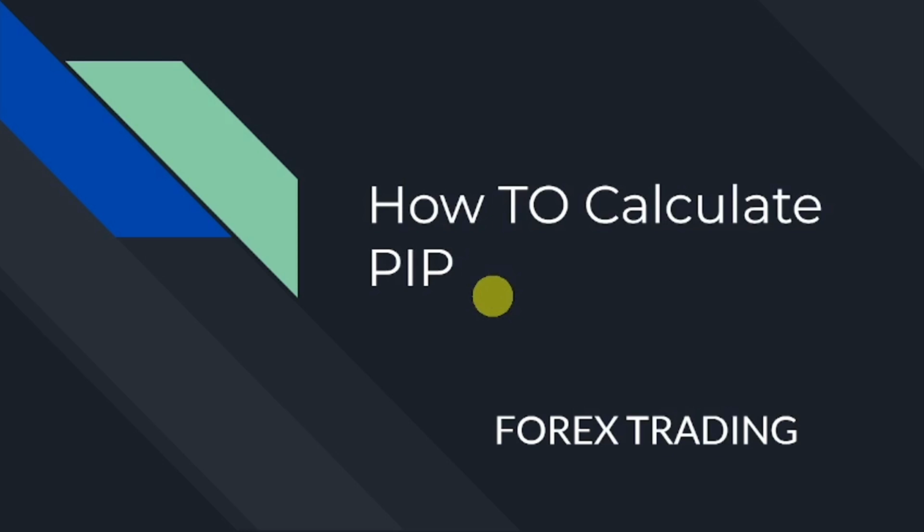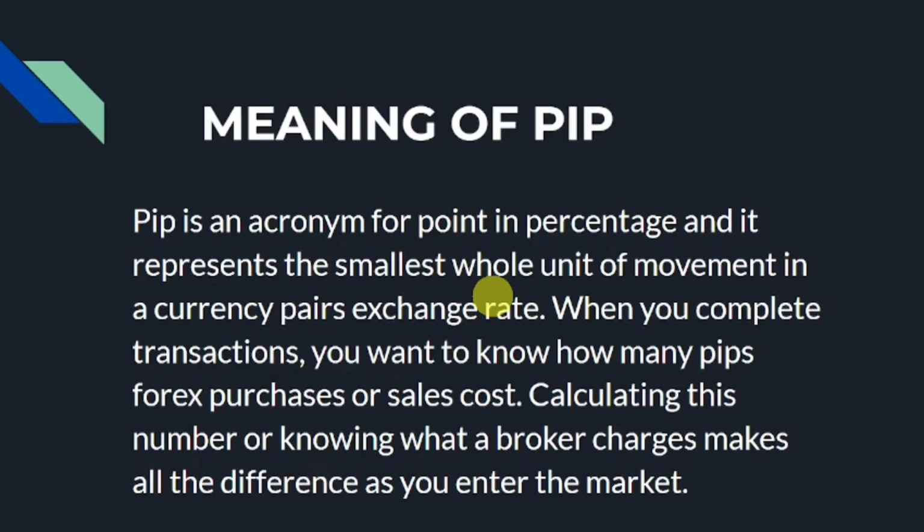So proceed. Okay, meaning of pip. Basically, PIP is an acronym for percentage in point. This pip simply means points in percentage, and it represents the smallest whole unit of movement in a currency pair exchange.